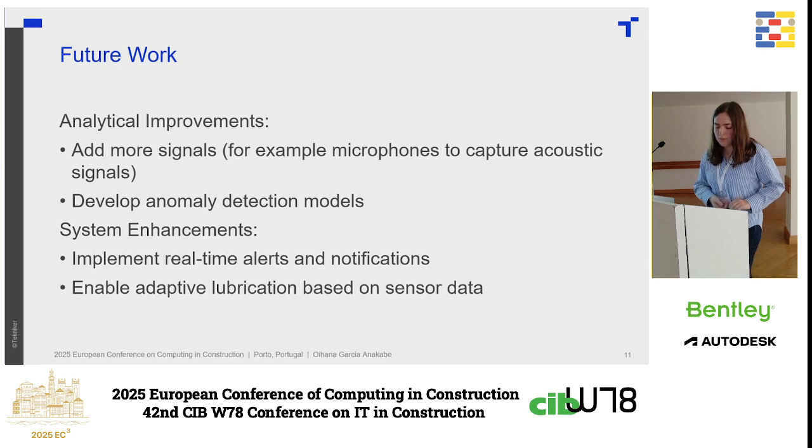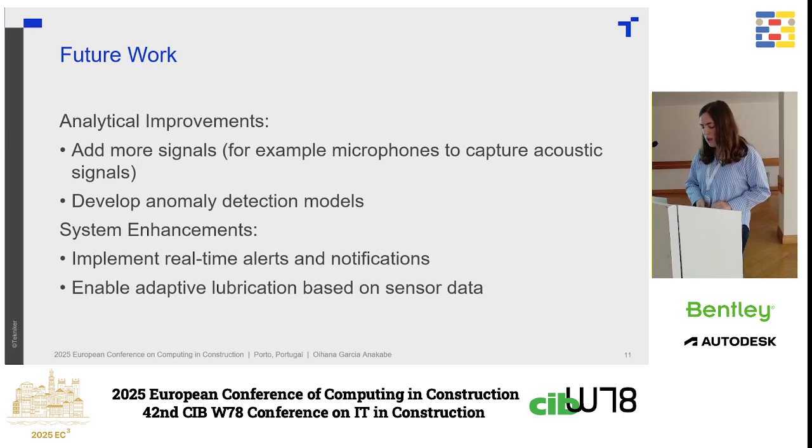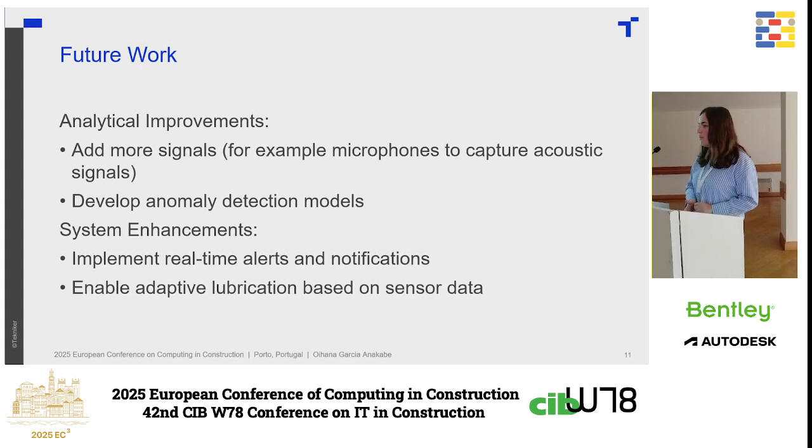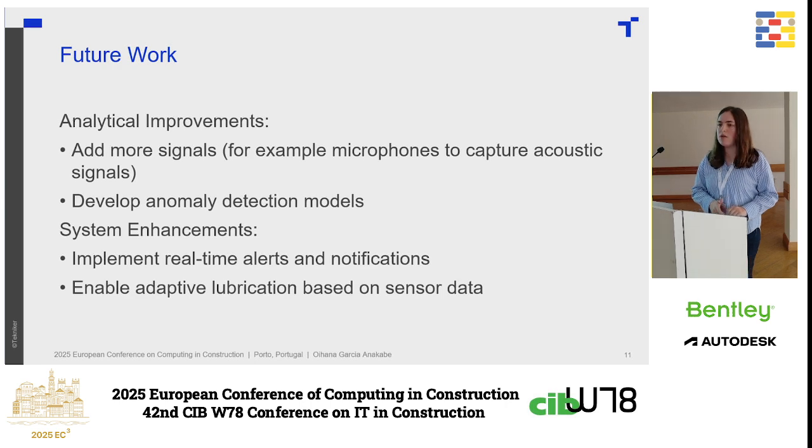And from the system part, now the metro team can see the results in a dashboard, but it would be nice to implement real-time alerts and notifications, and also enable adaptive lubrication based on sensor data, because now the third-party system puts different amounts, but not based on the data of the rail.